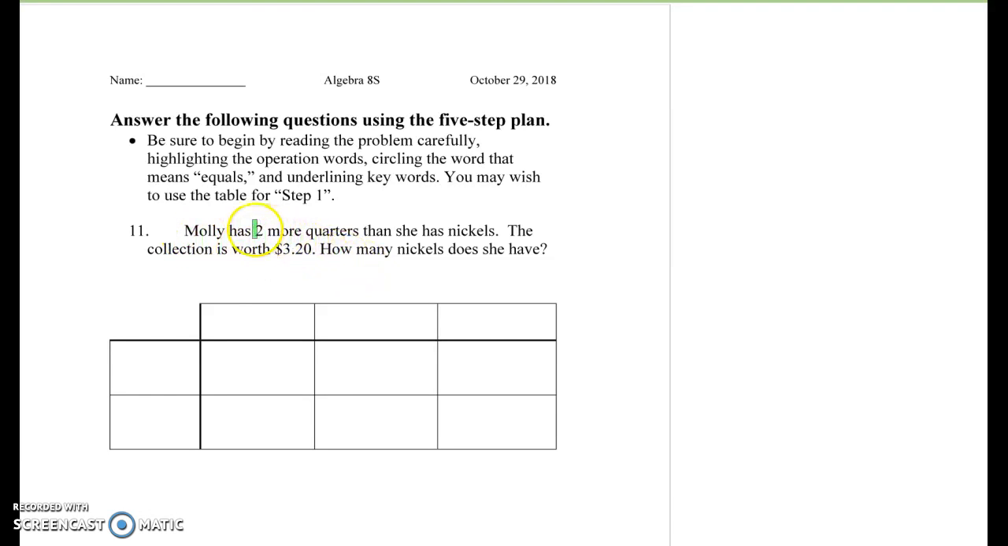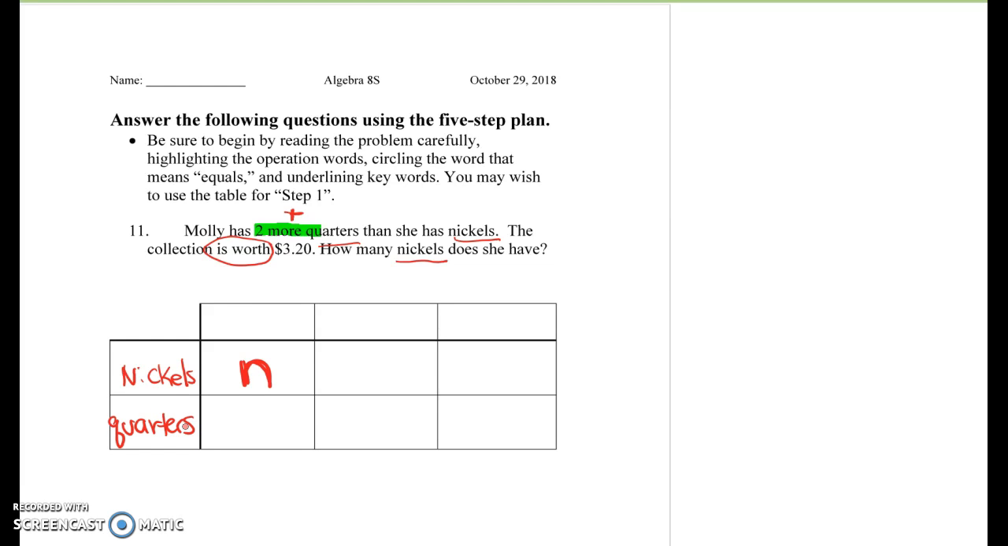Molly has 2 more quarters than she has nickels, right? More means plus. The collection is worth, there's our equals word, 320. How many nickels does she have? Okay, so I know that I need nickels, and the question asks for nickels, so I want n to be my variable, so that when I solve it, I've got my answer.